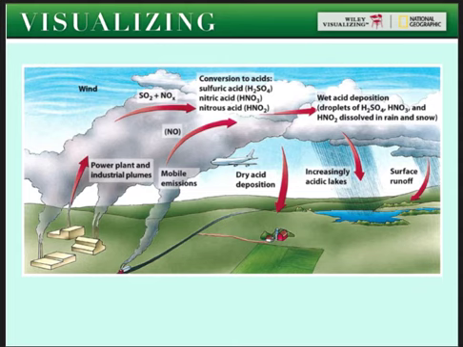Again, sulfur dioxide and nitrogen oxide emissions react with water in the atmosphere, and this forms acids that return to the surface as dry or wet deposits. And of course, this has an impact on the ecosystems that experience this phenomenon.